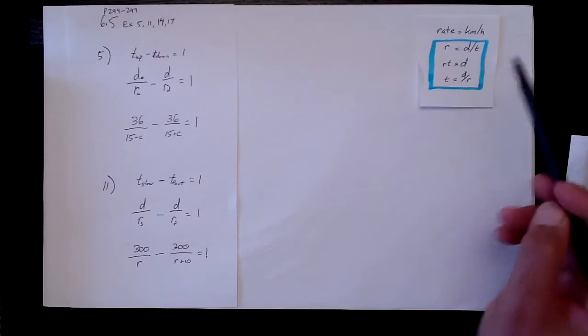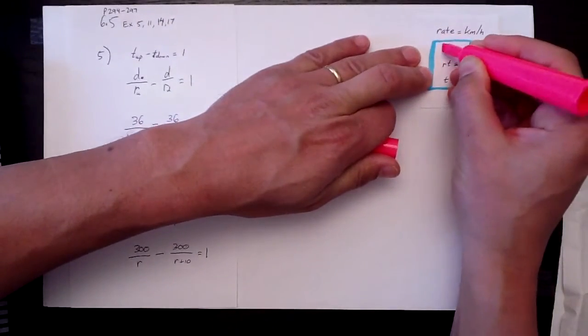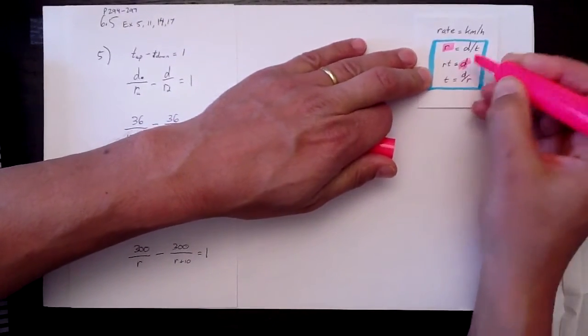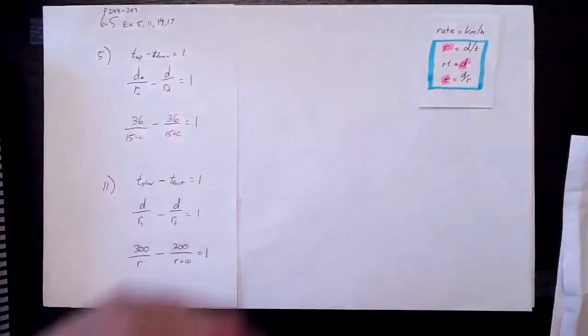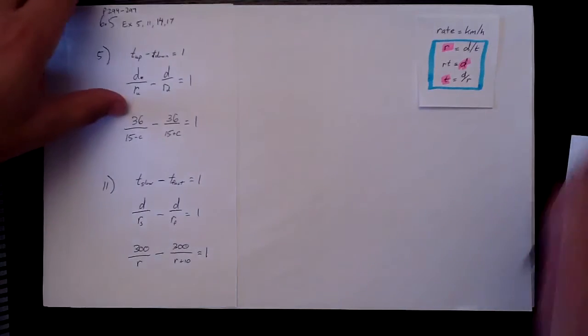if the book gives us the rate or the distance or the time, we can figure out the rest, because the book will usually give us a difference in rate or a difference in distance or a difference in time, and that will allow us to generate the equation. So let's look at number 14.